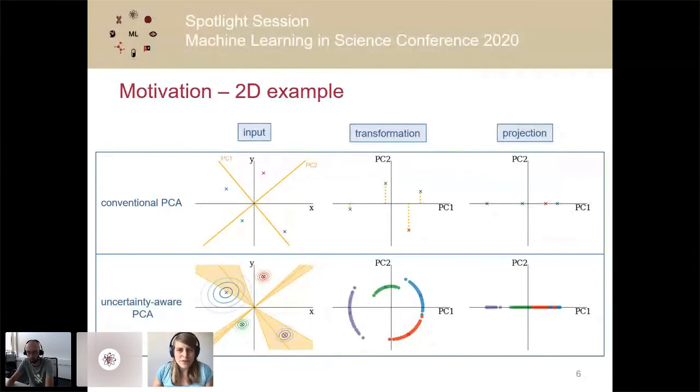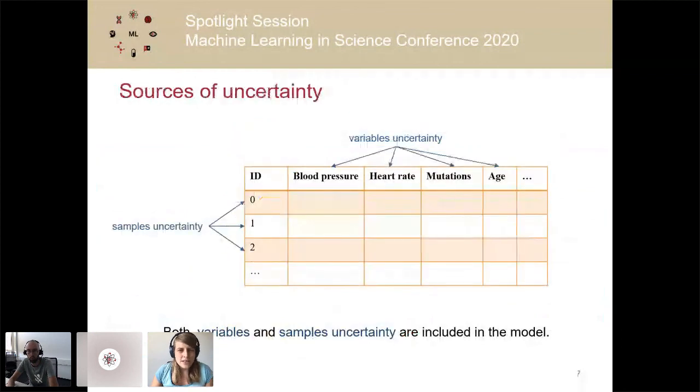But first, on the next slide, I want to introduce what might be sources of the uncertainty of the input. So imagine a medical setting where we measured several variables for several patients. Each of these variables is a measurement and might come with some measurement error. On the other hand, samples might have different uncertainties, for example if the data for this patient was recorded by different persons, which have different experience levels. So both the variables and the samples uncertainty are included in our model.